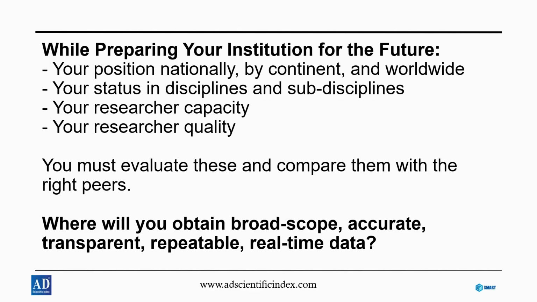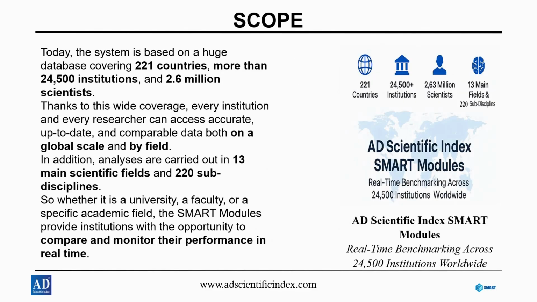So the key question is, where will you obtain broad scope, accurate, transparent, repeatable, real-time data? The AD Scientific Index system is built on a massive global database covering 221 countries, more than 24,500 institutions, and 2.6 million scientists. This wide coverage allows every institution and researcher to access accurate, up-to-date, and comparable data, both globally and by academic field. Analyses span 13 main scientific fields and 220 sub-disciplines.